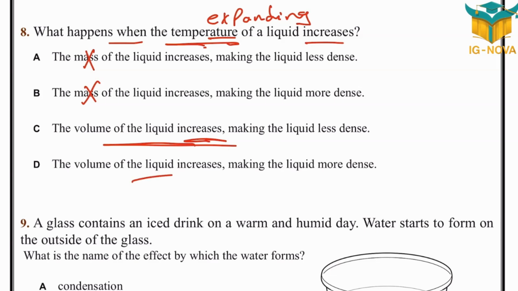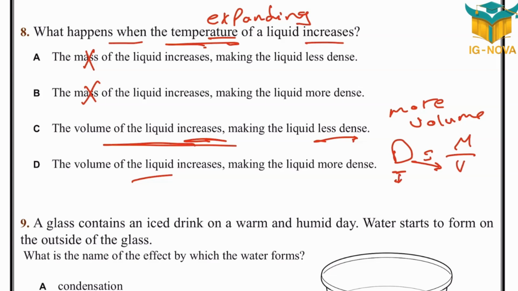Yeah, so it may be C or D. Making the liquid less dense, yes, it will increase the volume, and from the relation, density equals mass over volume, so it is an inverse relation. And we usually know that density is a fixed, known value, but at a definite temperature. When temperature changes, density will change.